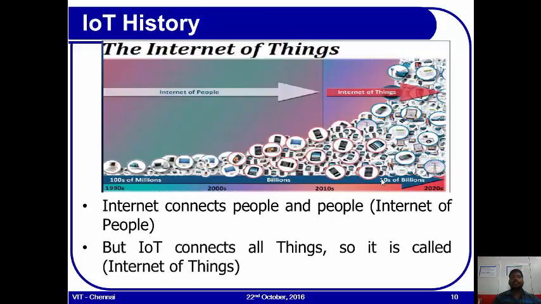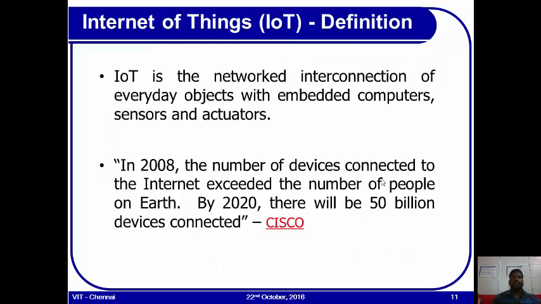Internet connects people and people, that is Internet of People, whereas the current context is Internet of Things, which connects all things, so it is called Internet of Things. With respect to the definition of Cisco, IoT is the networked interconnection of everyday objects with embedded computers, sensors and actuators. The expected number of devices on the internet could be 50 billion devices in the year 2020. This is estimated by Cisco.